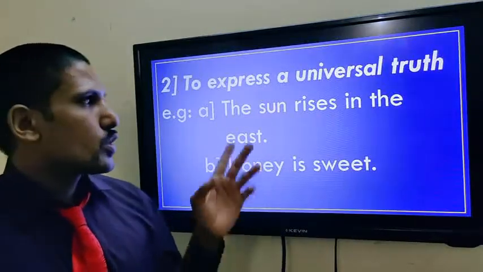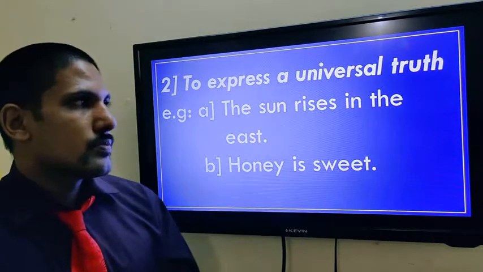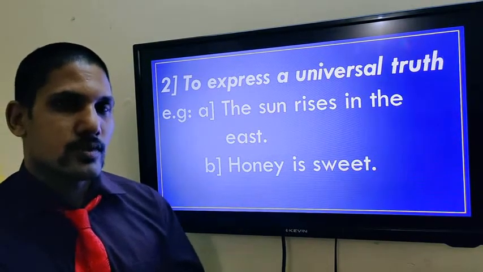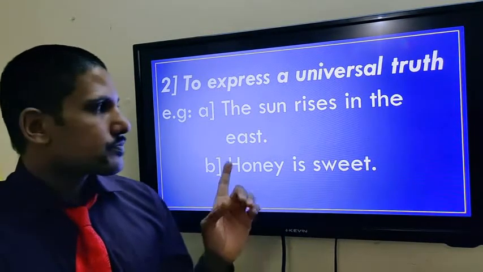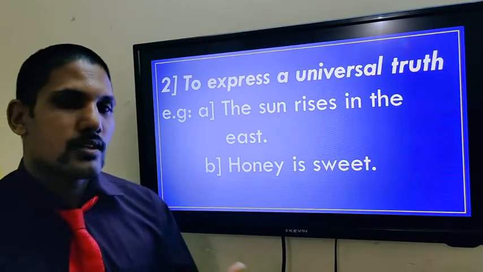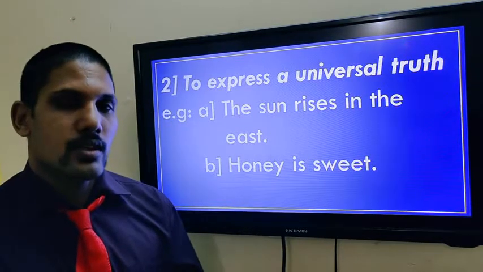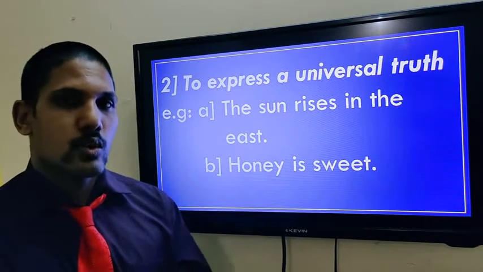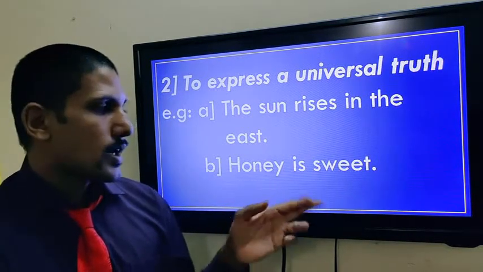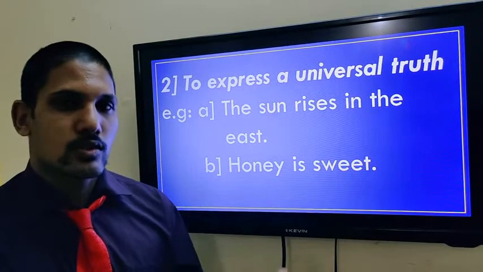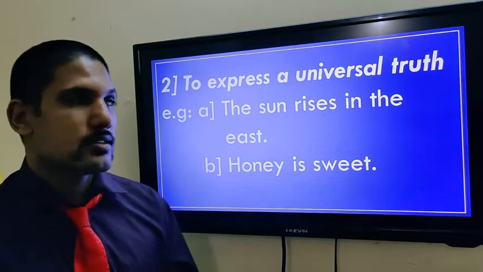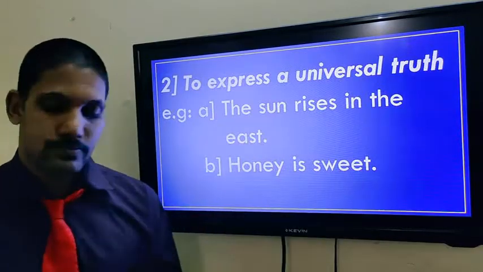Second one, to express a universal truth. Universal truth means natural truth. The sun rises in the east. The sun sets in the west. Milk is white. Sky is blue. Honey is sweet. Those are natural truths or universal truths. We express them in simple present tense.